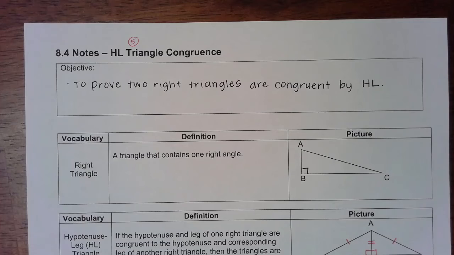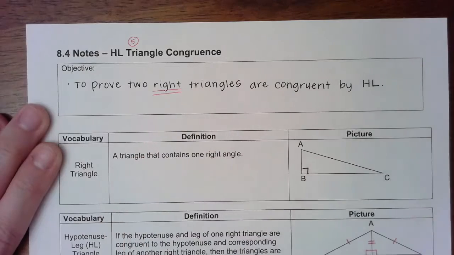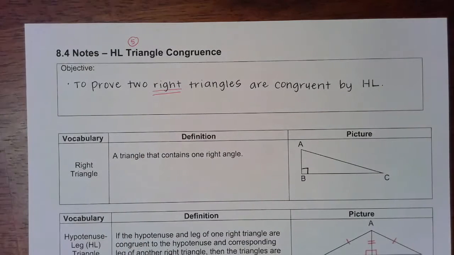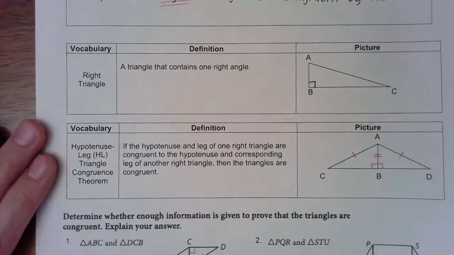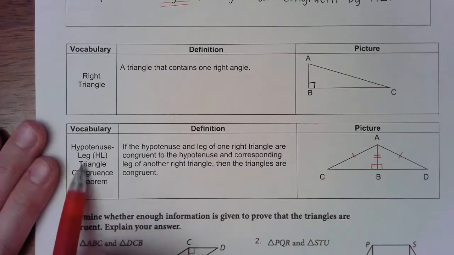Now it's important, anytime you use HL, HL can only be used to prove that two right triangles are congruent to each other. It doesn't mean you're going to use it every time it's a right triangle, but if you use HL, it has to be for a right triangle. So we define right triangle to be a triangle that contains one right angle. And so here's a picture of what HL looks like. H stands for hypotenuse, L stands for leg.